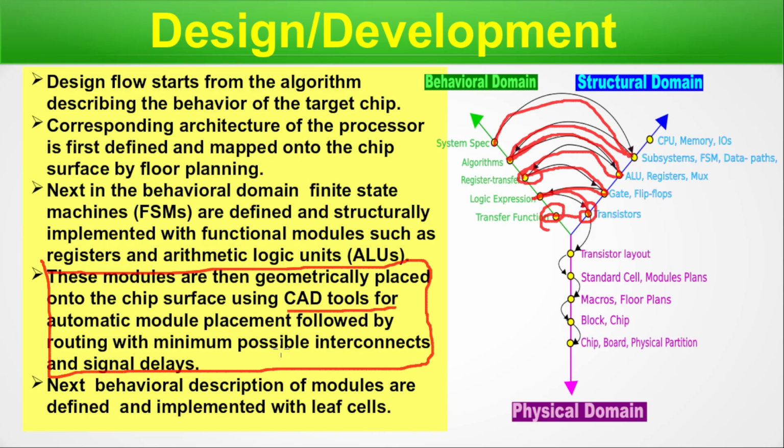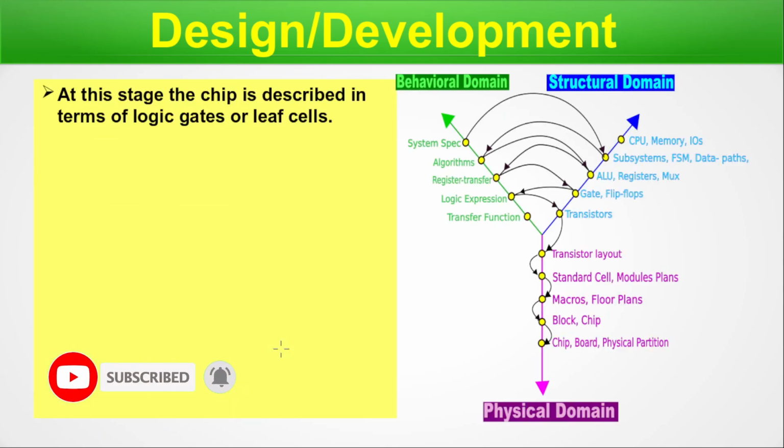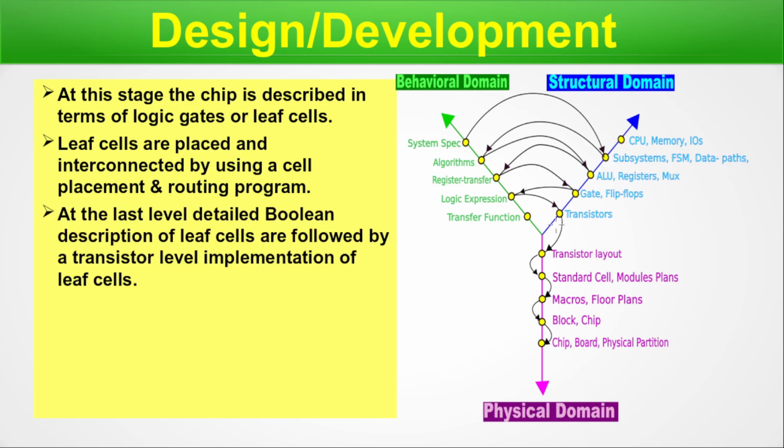And next, behavioral description of modules are defined and implemented with leaf cells. So the behavioral description, we have to get it by leaf cells. Their collective behavior must build up in such a way that we get the final design. Now let's move to the next point. At this stage, the chip is described in terms of logic gates or leaf cells. Leaf cells are placed and interconnected by using a cell placement and routing program. At the last level, detailed Boolean description of leaf cells is followed by a transistor level implementation of the leaf cell. Finally, the mask for the design is generated.